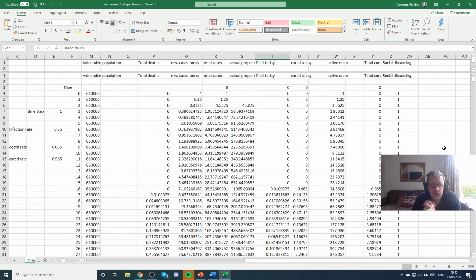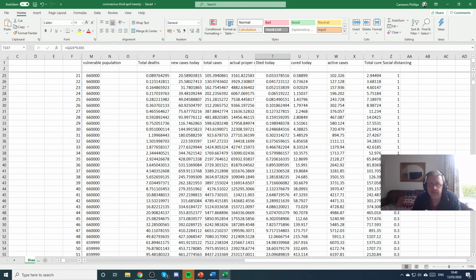My spreadsheet model was incredibly accurate to this date, and had we socially distanced 2 weeks beforehand, we would have cut the death rate by 30%.